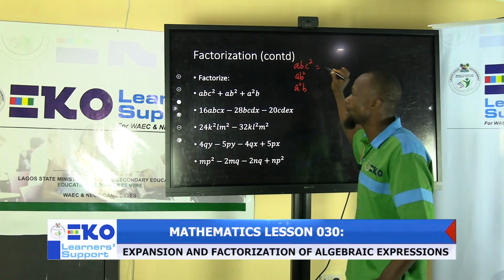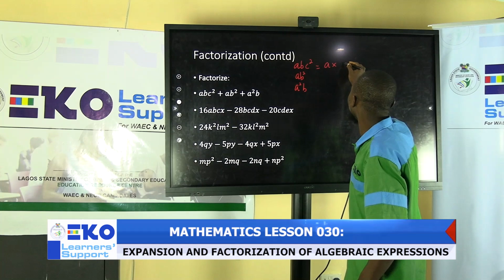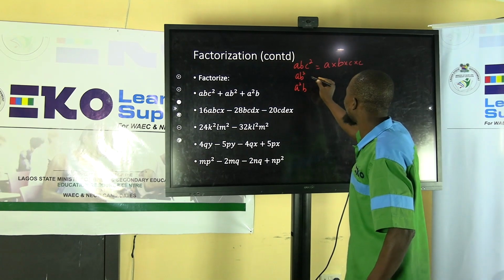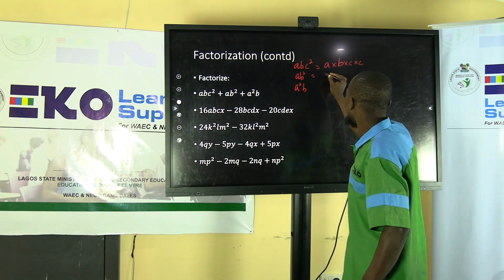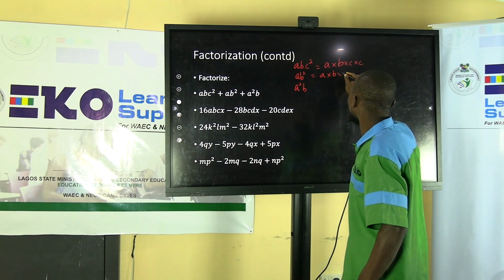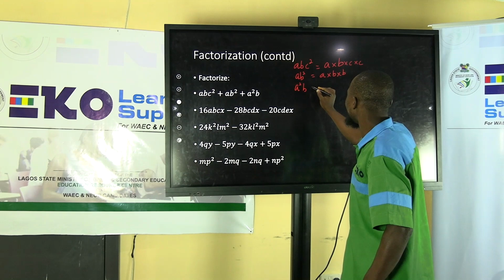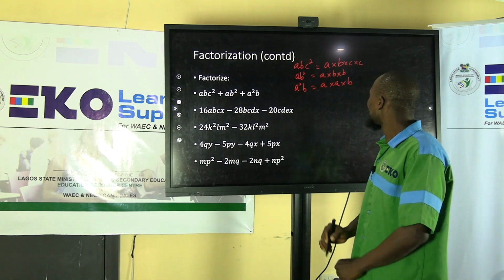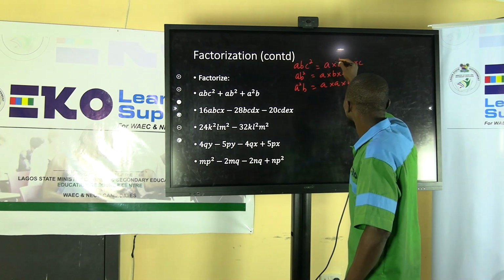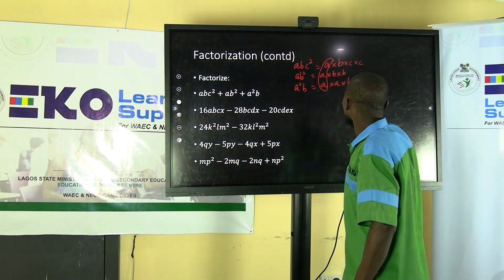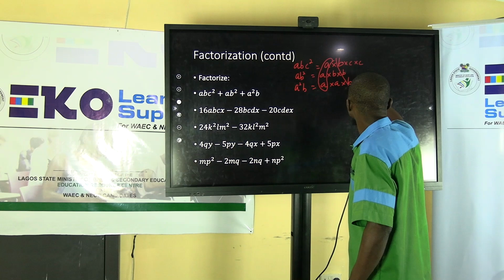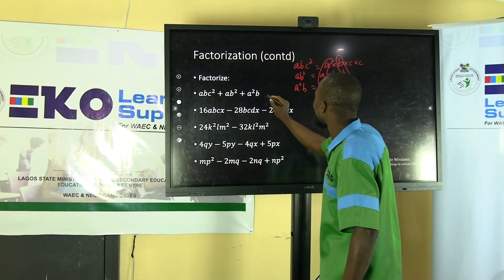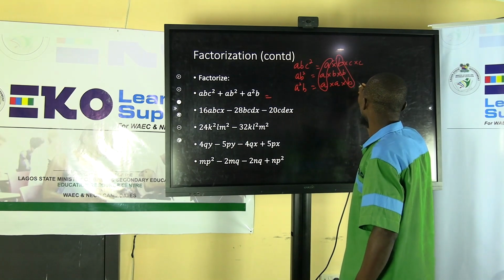ABC squared is A multiplied by B multiplied by C multiplied by C. AB squared is A multiplied by B multiplied by B. And A squared B is A multiplied by A multiplied by B. From there you can see those things that are common. A is common. What other thing? B is common. No other thing is common. So it means the highest common factor is A times B.